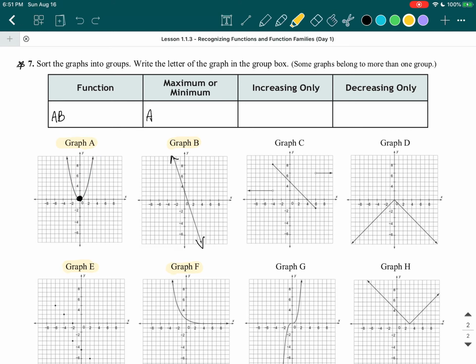Okay, so then we cannot put A there. Let's take a look at B. Start from the left and go towards the right. We're going down, down, down, down, down, down. Okay, if we're going down, are we increasing only? No. Good, so if we're going down the entire time from left to right, that means we are decreasing only. So graph B fits into this decreasing only box.